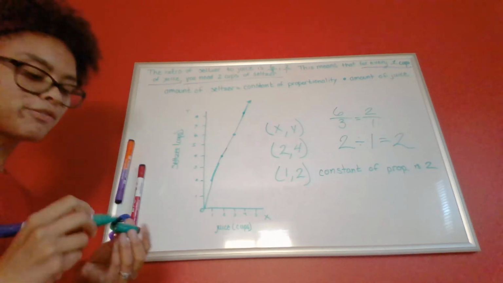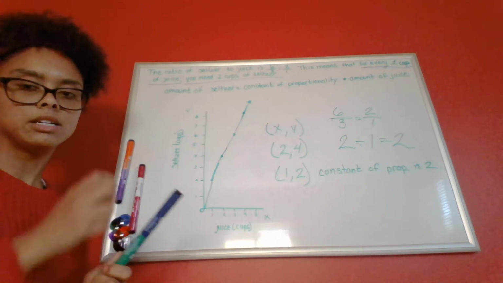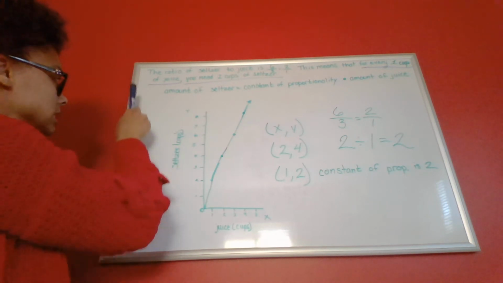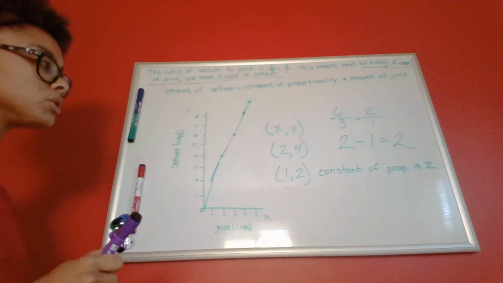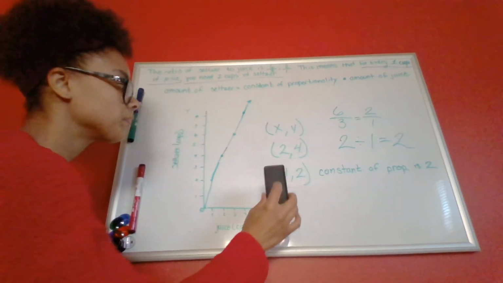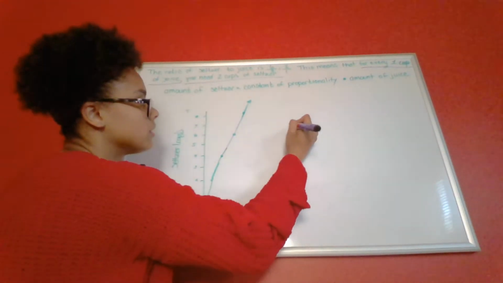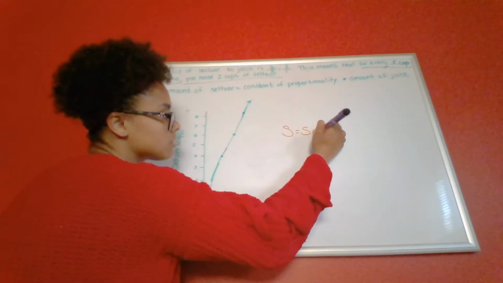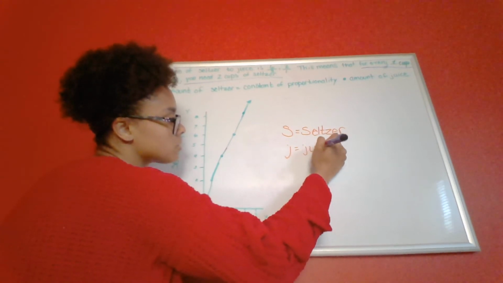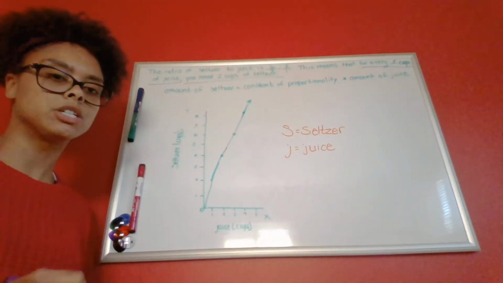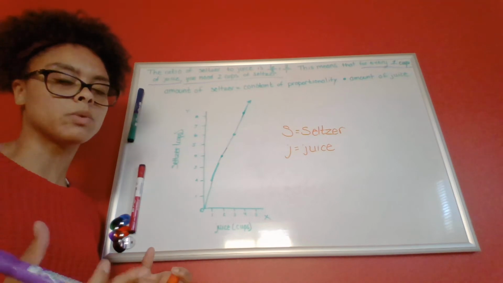Now, for number 5, it is asking us to use the constant of proportionality to write an equation to represent S, the number of cups of seltzer you need for J cups of juice. That's really important. So I'm going to erase this here. I know that S is going to be seltzer and J is going to be juice. This is when I said that equation from page 56 is going to be very important because it broke it down for you to help you write this equation later.